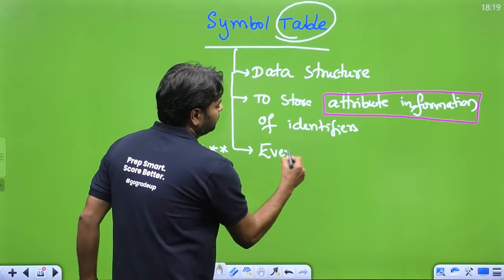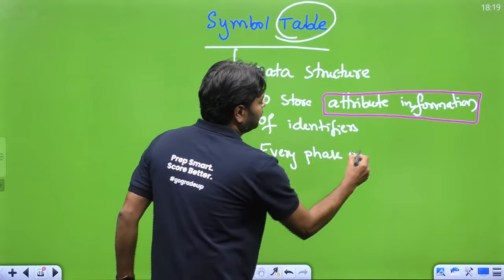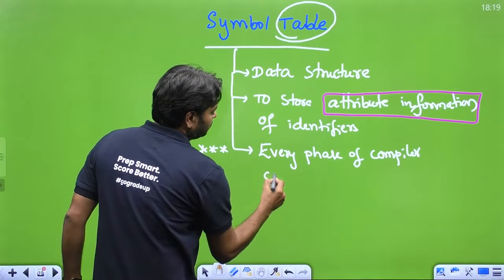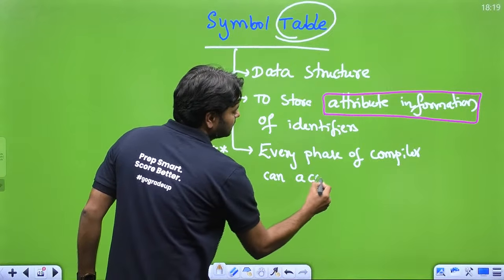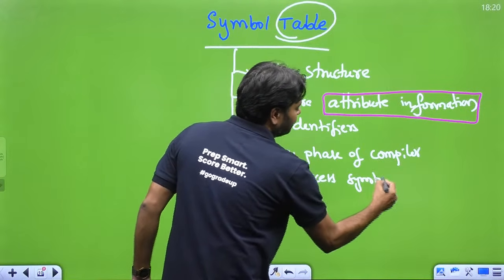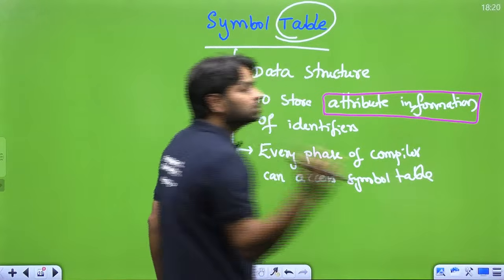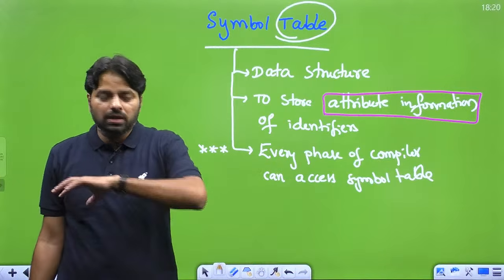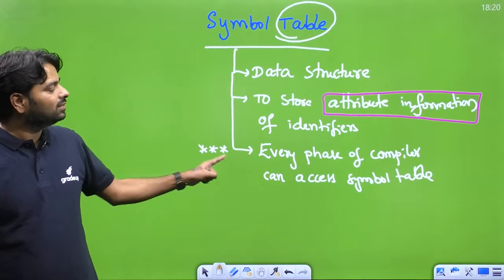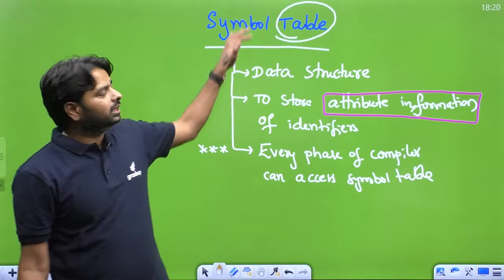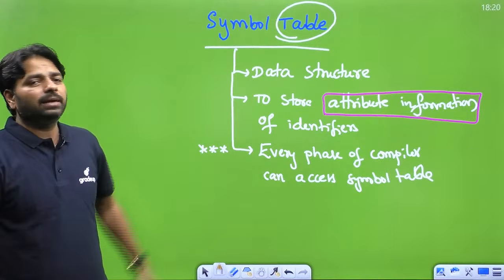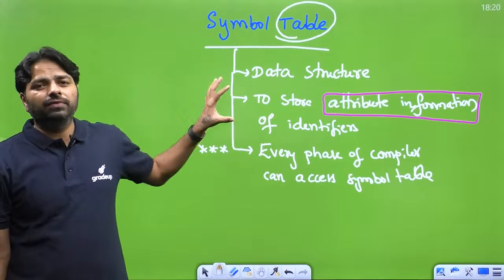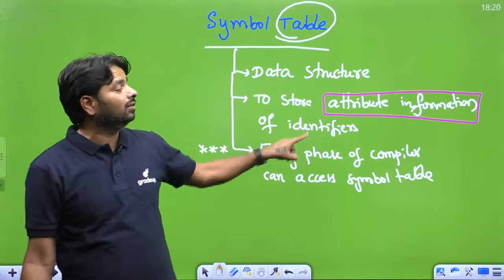Every phase of a compiler needs or can access the symbol table. Either it can modify or it can use the information of the symbol table, guys, because it needs a lot of information to compile the program. Yes, so this is one of the important points. And apart from this, is there any use of the symbol table? Apart from this, no. We just need the information of each attribute of the identifier.